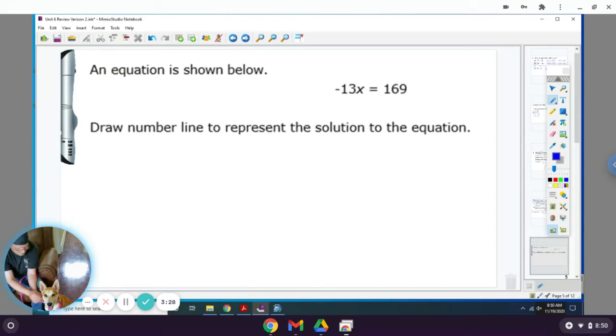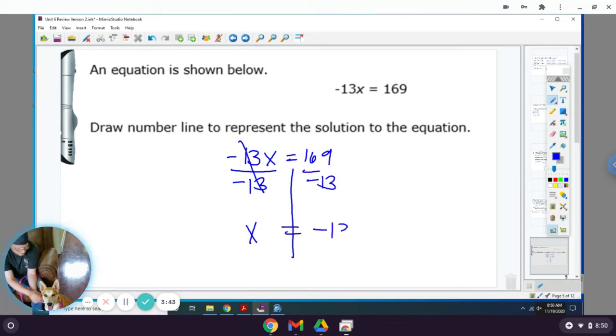An equation is shown below. Draw a number line to represent the solution of the equation, or we can just solve it. So we're going to do negative 13x is equal to 169. So you're going to draw your line. You're going to divide both sides by negative 13. This cancels out. 169 divided by negative 13 is negative 13.